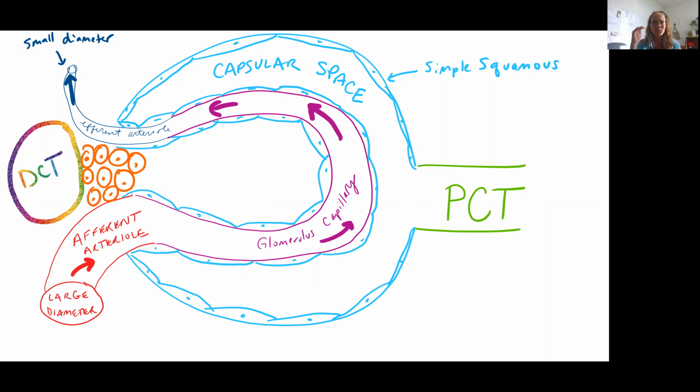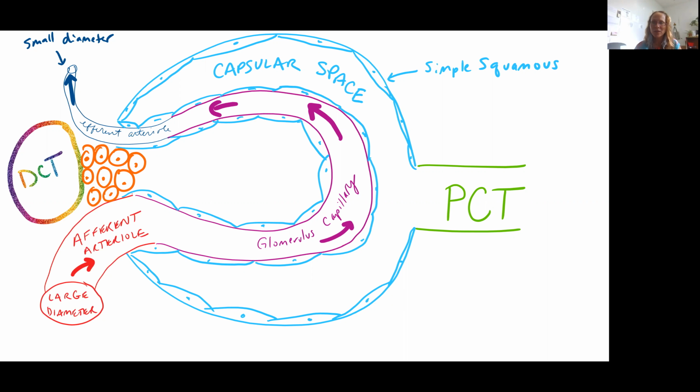We have a layer of cells on the outside of the capsule, and then we have a layer of cells actually surrounding the glomerulus, which is the capillary network that's extending into the capsule. Notice too, you have a capsular space. So as we pull things out of the bloodstream, it's going to be filling up that space.